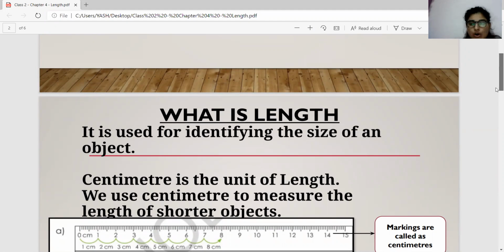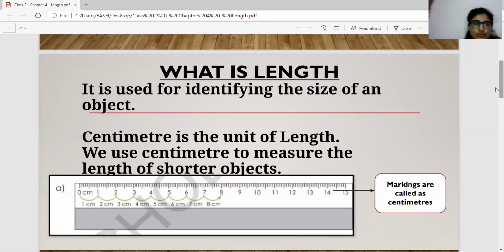Long back, do you know how people used to measure the length of various objects? Yes, they sometimes used a palm or forearm or feet to measure the length of objects. But these methods never gave an accurate result. So nowadays we make use of a ruler to measure the length when we have small objects.